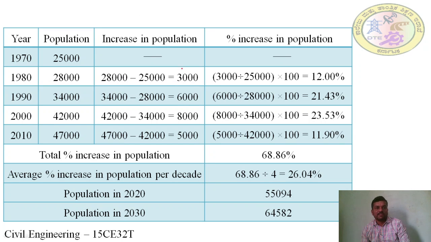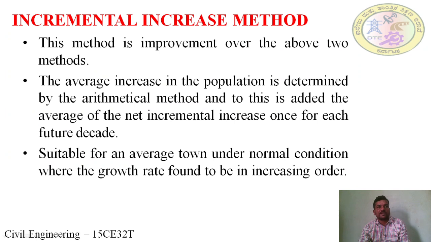So here is the final outcome of the given problem, tabulated here: the increase in population, percentage increase in population, total percentage increase in population, and the required values for the population of the years 2020 and 2030. Let us move on to the next method of population forecasting.